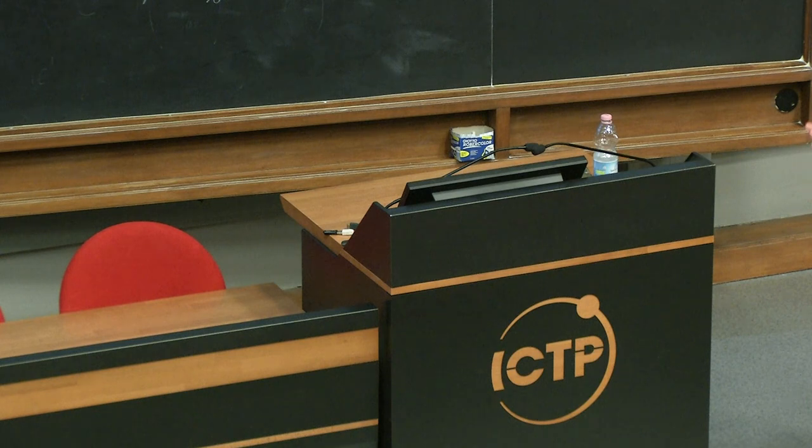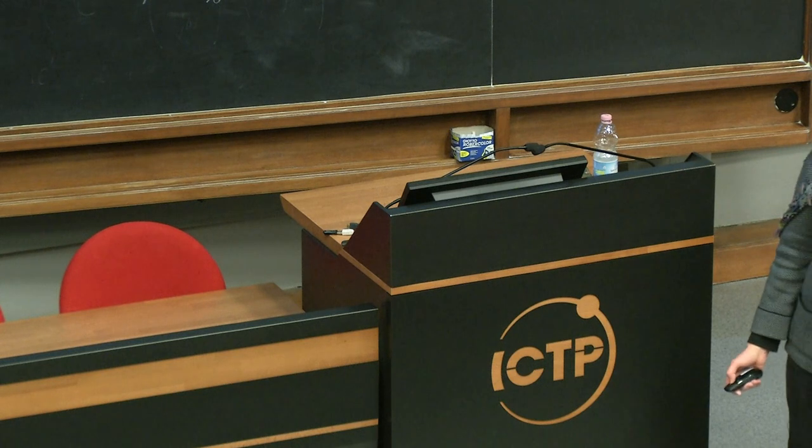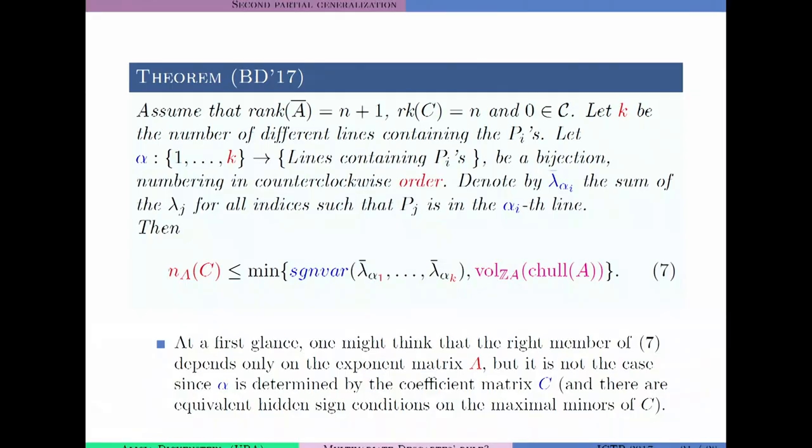I'm not going to tell you how we prove this. It's not very complicated, but there are many, many details. But the reason why we could prove it is that we go to the Gale dual and we have two variables where we dehomogenize and we land in one variable. This is one thing, and in one variable we use a version of the Descartes rule.